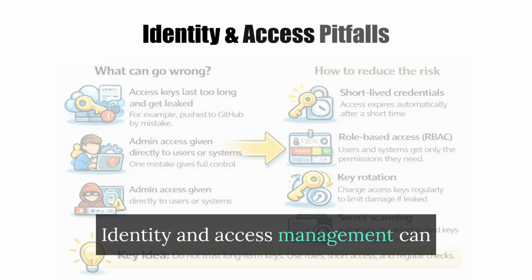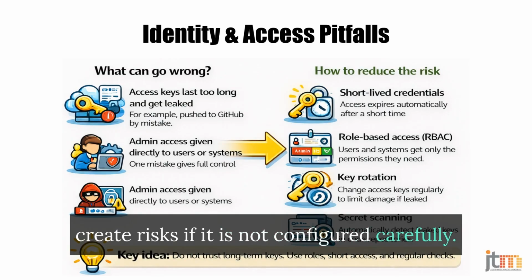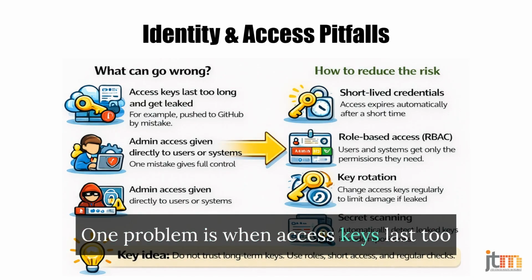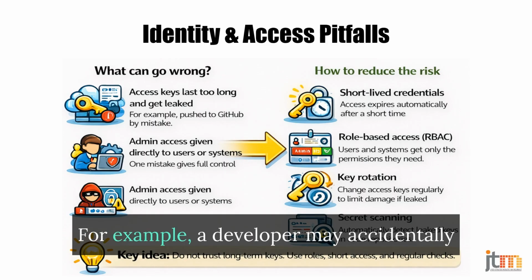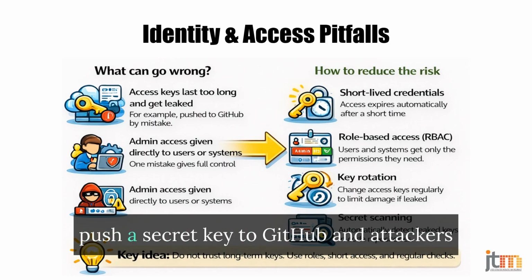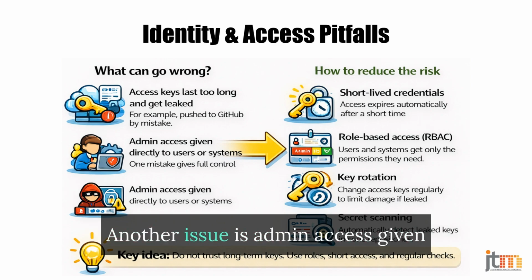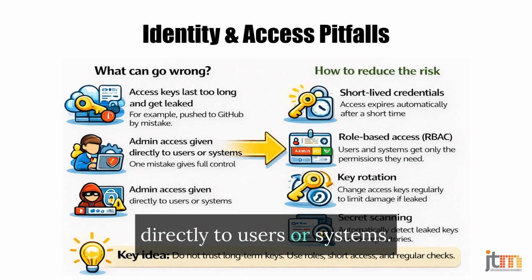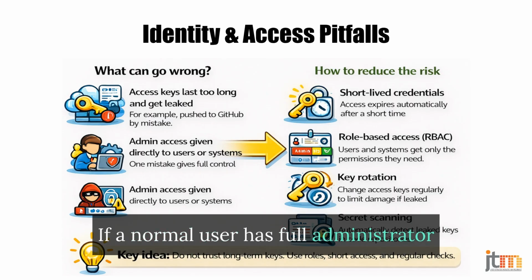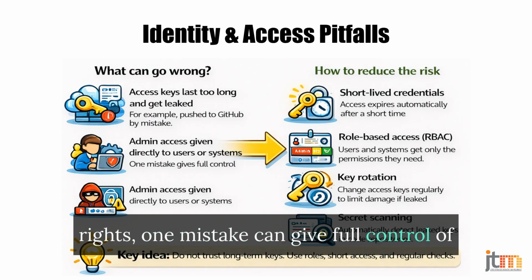Identity and access management can create risks if it is not configured carefully. One problem is when access keys last too long and get leaked. For example, a developer may accidentally push a secret key to GitHub, and attackers could use it to access the cloud system. Another issue is admin access given directly to users or systems. If a normal user has full administrator rights, one mistake can give full control of the system.